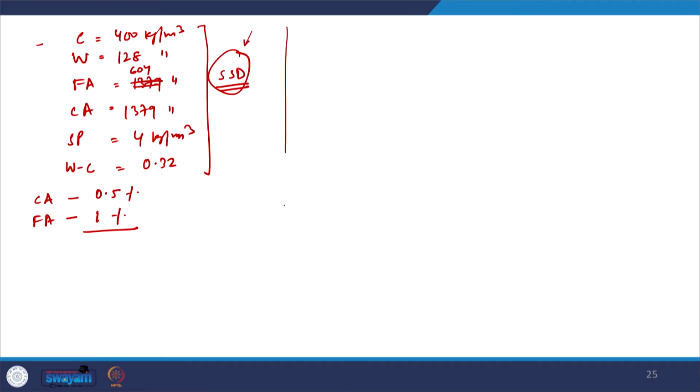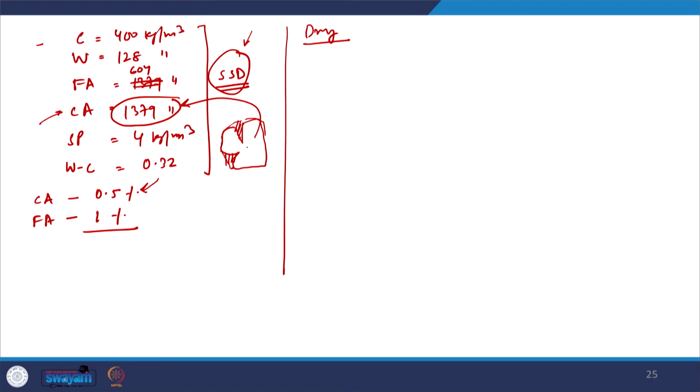So, if I want to find out the proportion in dry condition, I have to first subtract the water which was absorbed inside the coarse aggregate from the mass of the coarse aggregate, because this mass comprises the dry mass of the aggregate as well as the water absorbed. Let us say this is coarse aggregate. So, this is the bulk volume. Here we are assuming that the water is already absorbed. So, this weight is equal to the weight of the solid part plus the weight of the absorbed water.